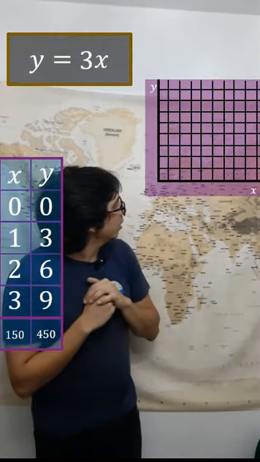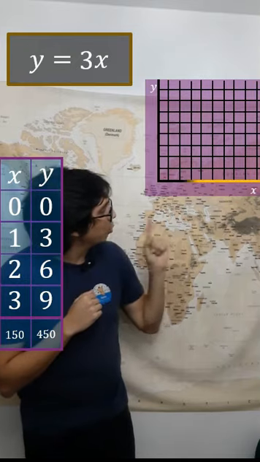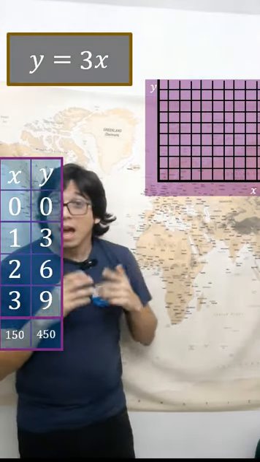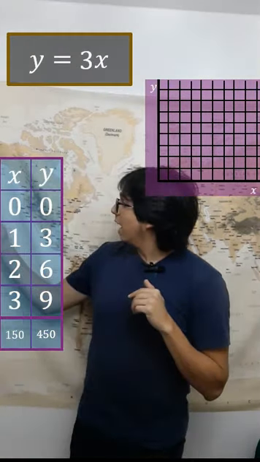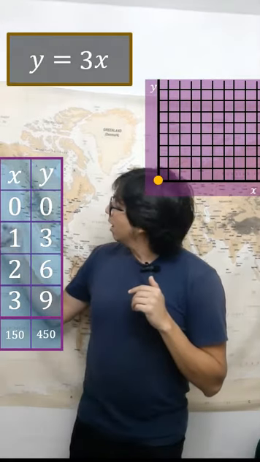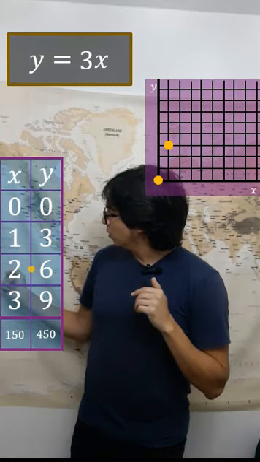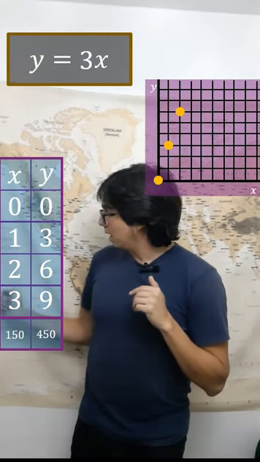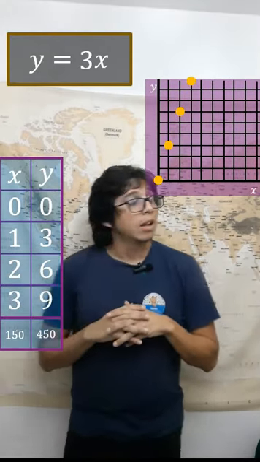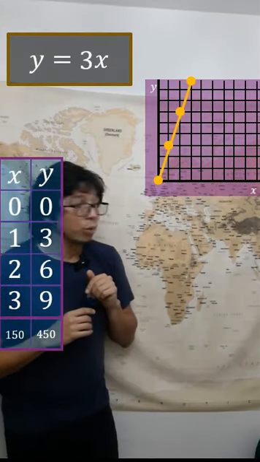Let's put a coordinate system here. Remember, this is the x coordinate, this is the y coordinate, and let's plug in the points. Here, x is 0, y is 0. Here, x is 1, y is 3. x is 2, y is 6. x is 3, y is 9. Now we make a straight line going through all the points.